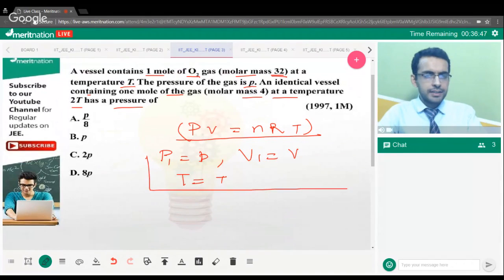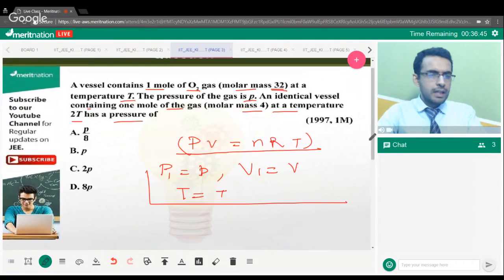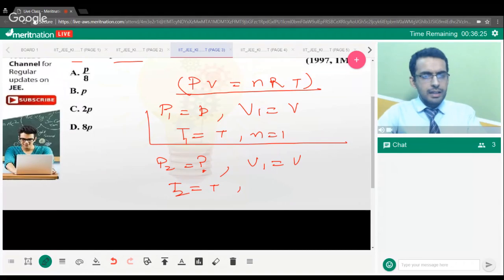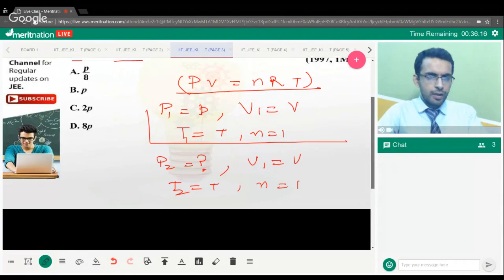Similarly, for the second gas, how many number of moles are there? The number of moles is 1 mole, so n is equal to 1. Similarly, for the second gas, P2 is unknown. Volume will be same, number of moles is equal to 1, and temperature is 2T. So simply apply PV equal to nRT for the two, you can easily get the value, right?